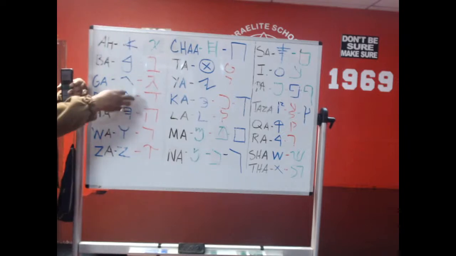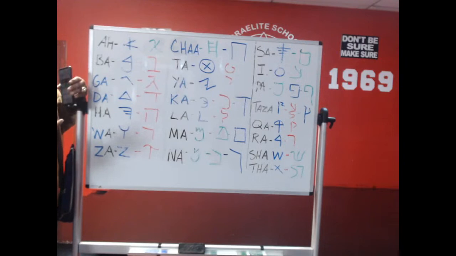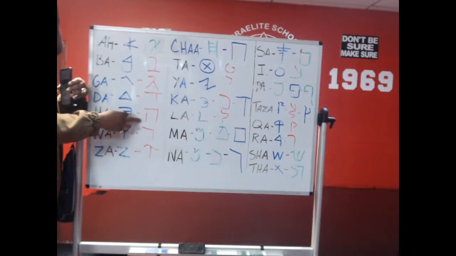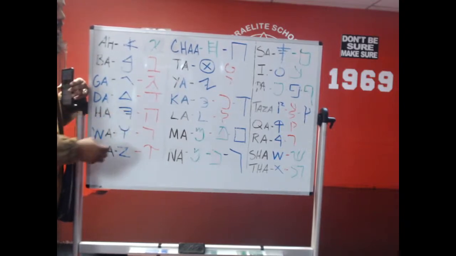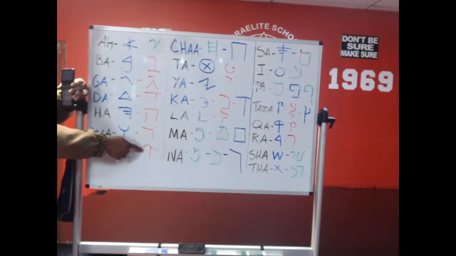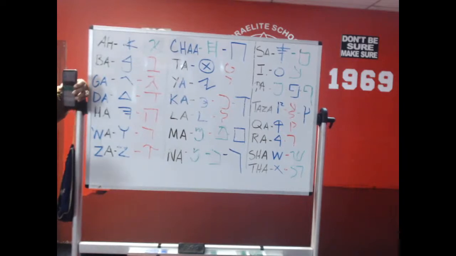Da is going to look like a T almost, but with extra length. Then next we have Ha. Then Wa. Za in the Assyrian can look like T, but with a little wave at the end.